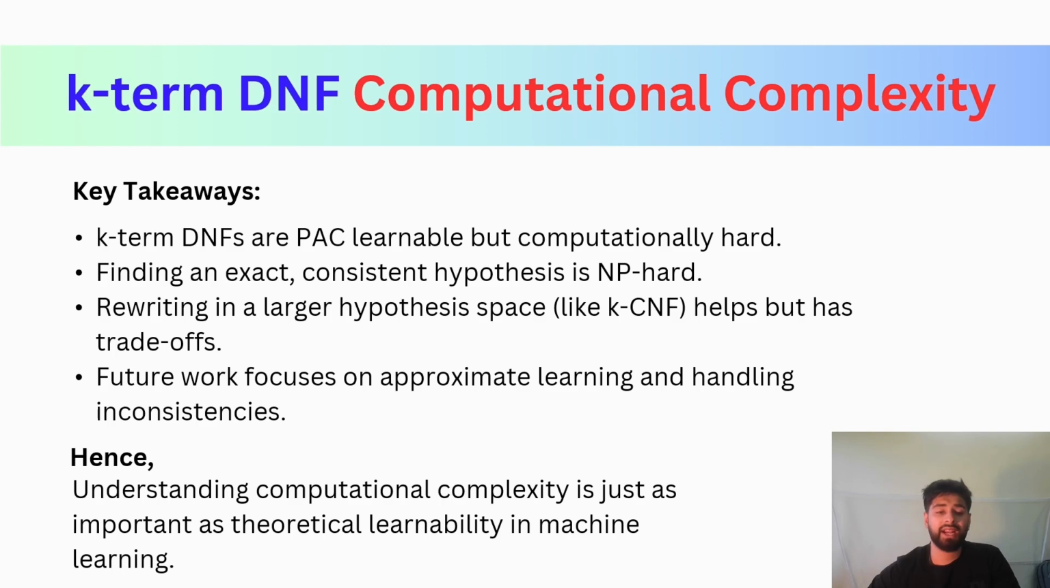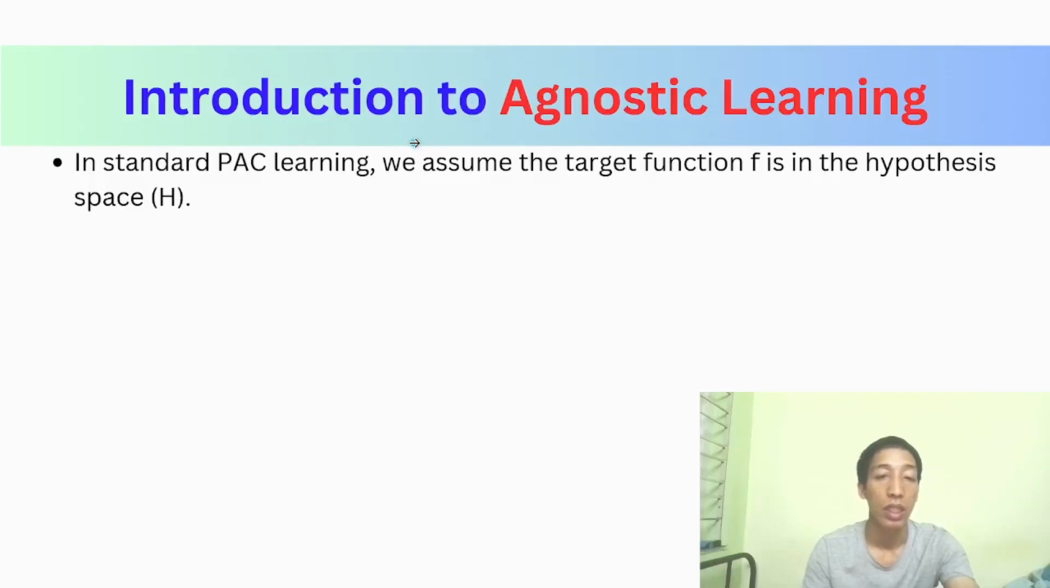So, to summarize, K-term DNFs are PAC learnable but computationally hard to learn efficiently. Finding an exact hypothesis is NP hard even for two-term DNFs. Rewriting in a larger hypothesis space such as KCNF can help, but it has its own trade-offs. Future research focuses on approximate learning, handling inconsistencies, and efficient hypothesis selection. The key takeaway is that just because a function is PAC learnable, it doesn't mean that it is computationally feasible to learn. With this, I conclude my discussion on consistent learners.